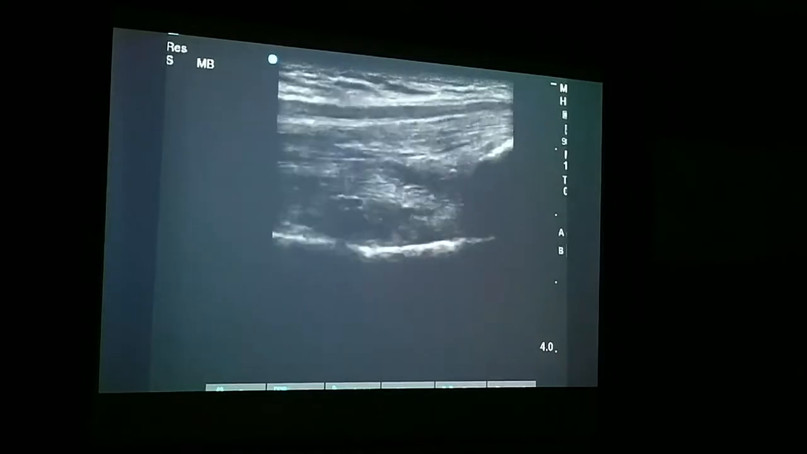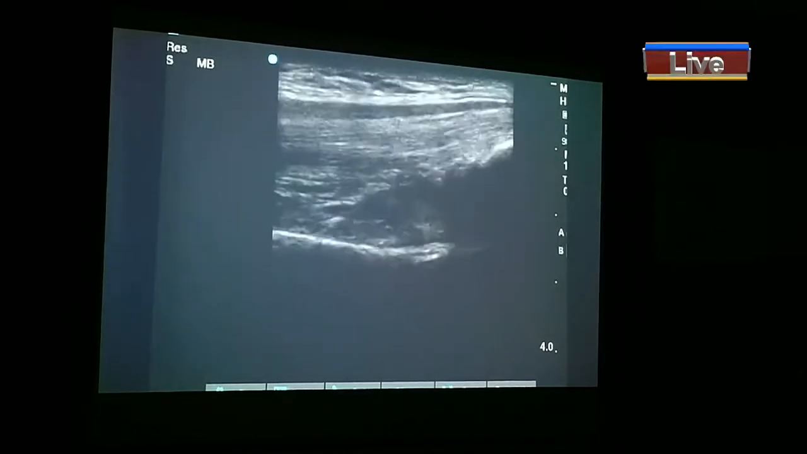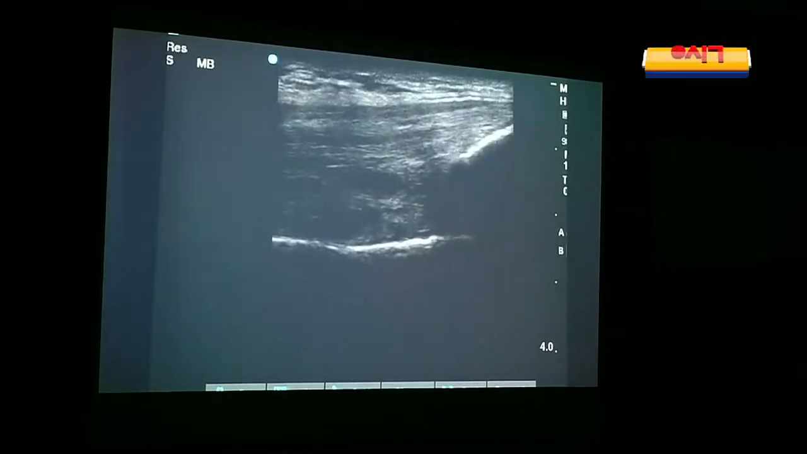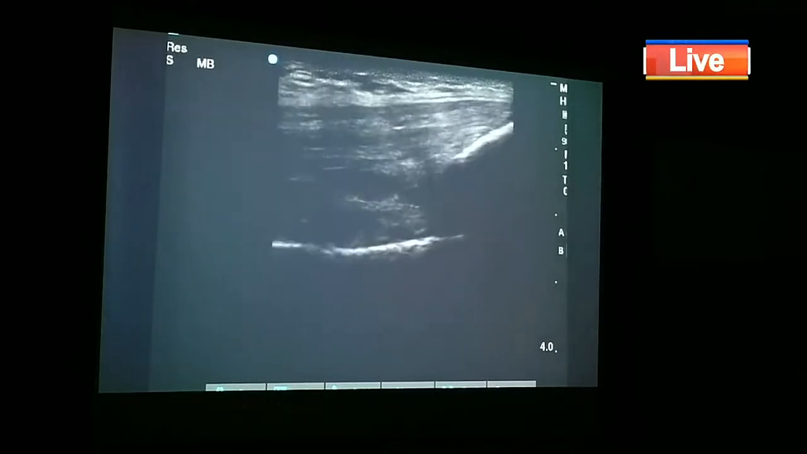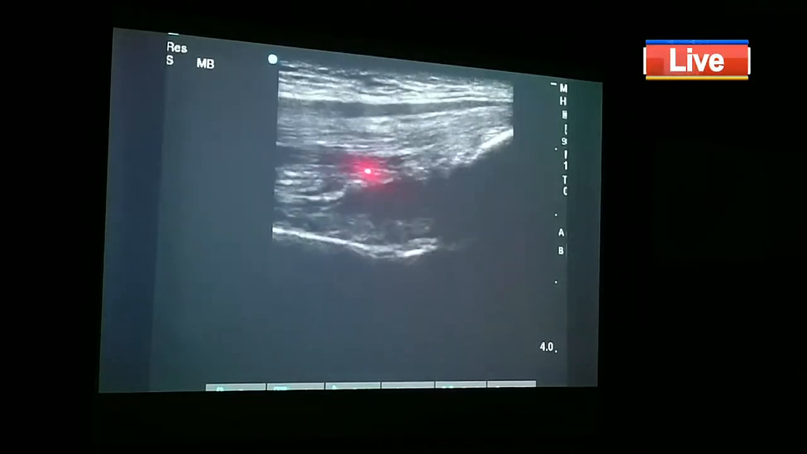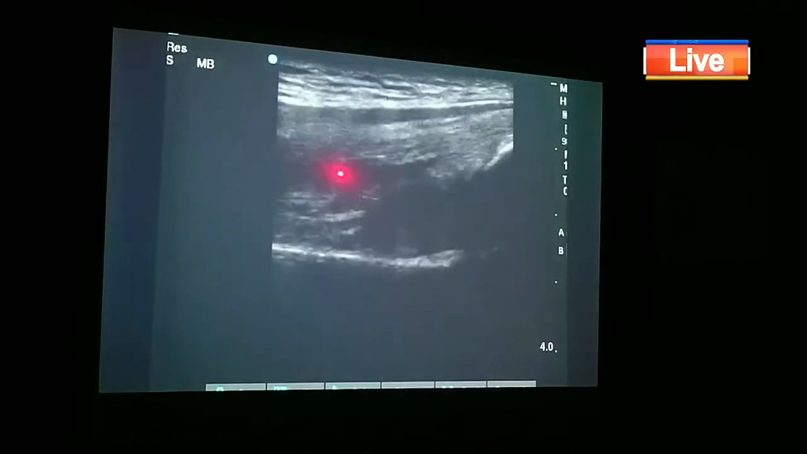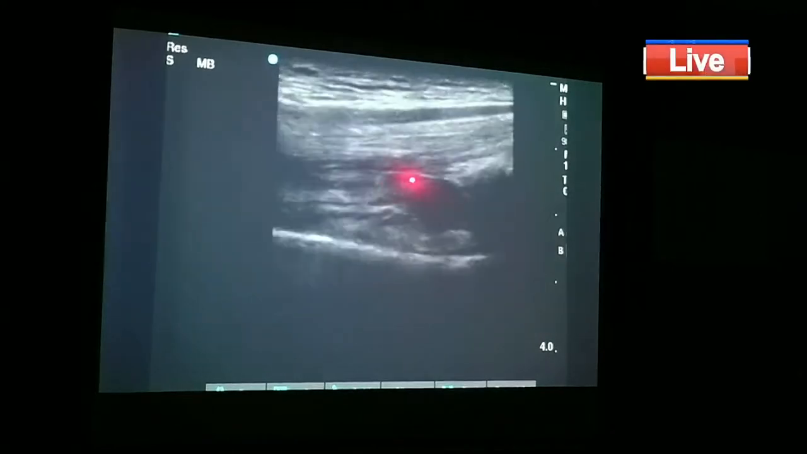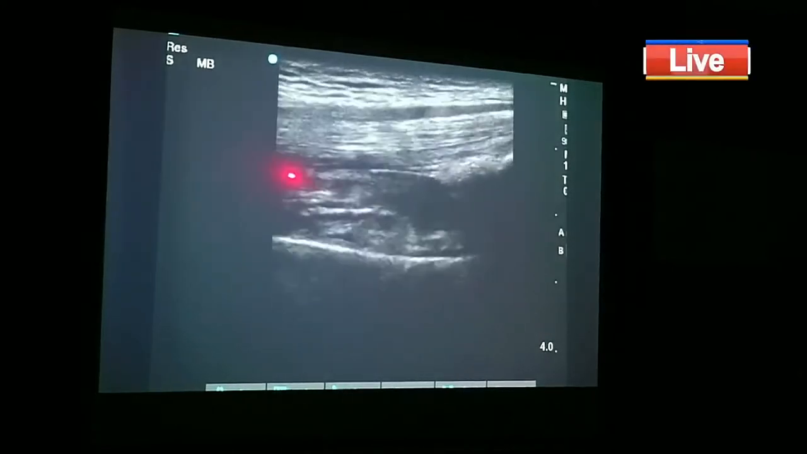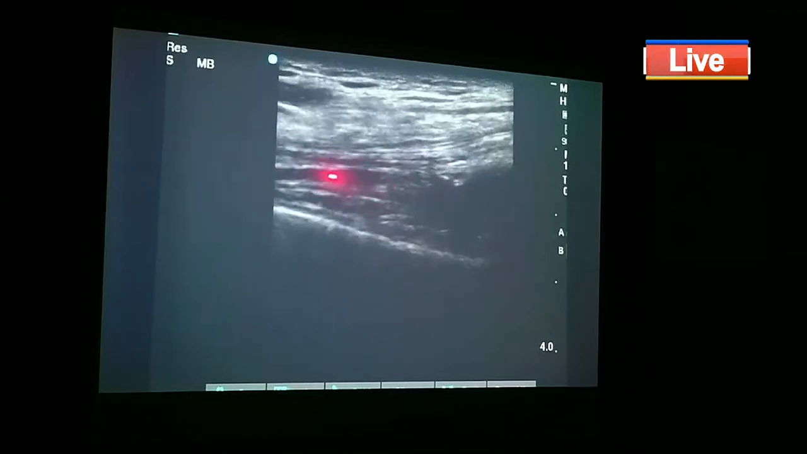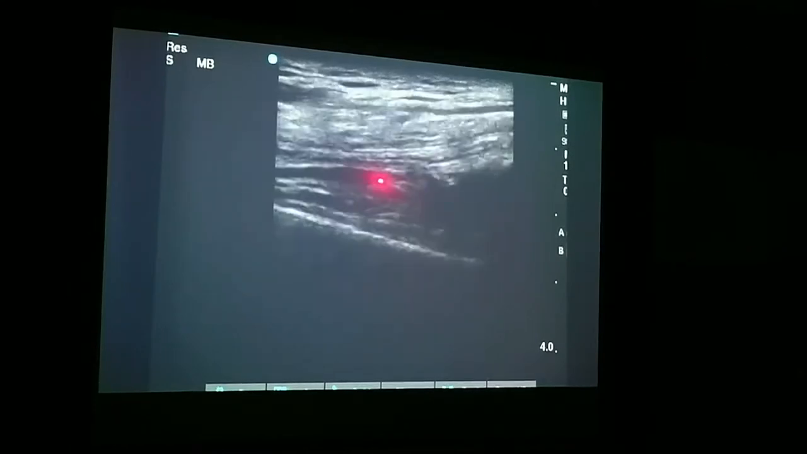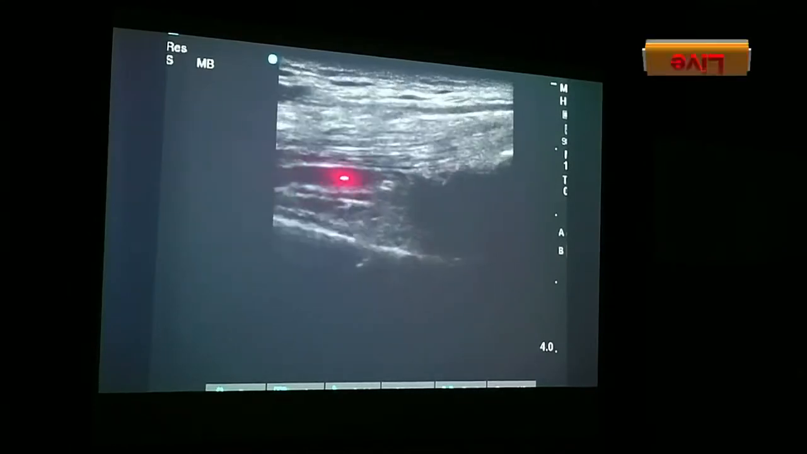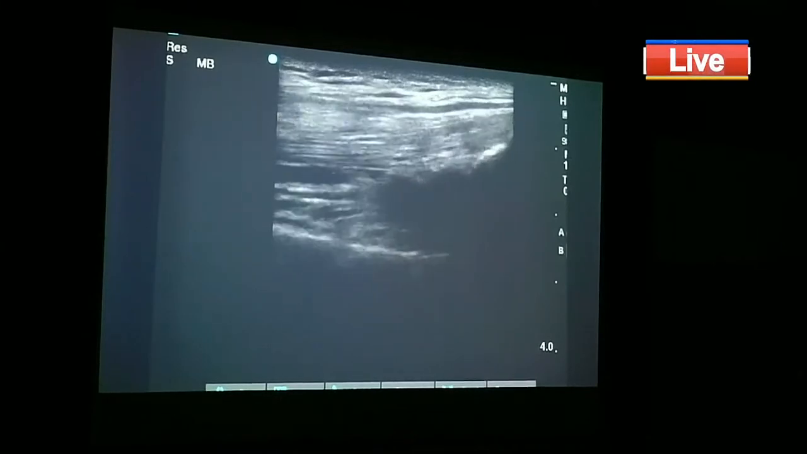There are various maneuvers. I am showing you just one. If there is fluid in it, I am just squeezing the knee like this. Okay? And you can see that things are moving here. Now I am not moving the probe. I am just squeezing the knee. Can you see there is a black line coming here. There is a little bit of fluid which is normally present here. If there is effusion, you will find a thick layer here.